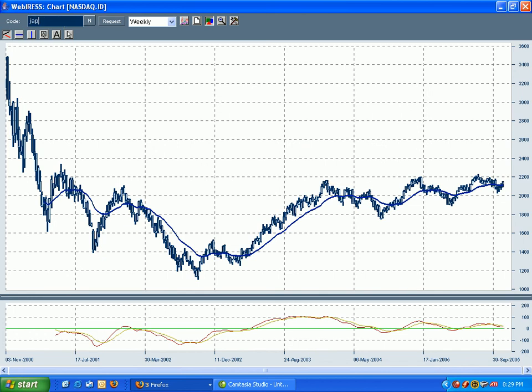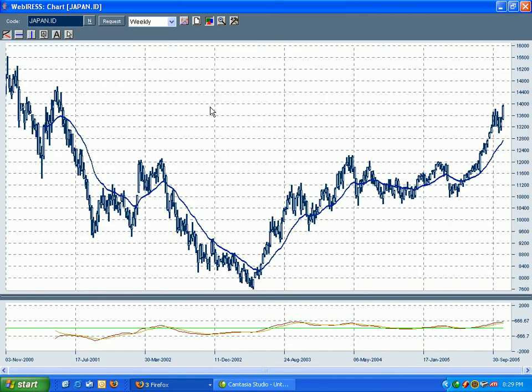Let's also take a look at the Nikkei 20 period moving average. Okay, you can see here the market's in a downtrend. Price rallies up, acts as resistance. Price pulls away, snaps back to retest it, moves up, moves through it.